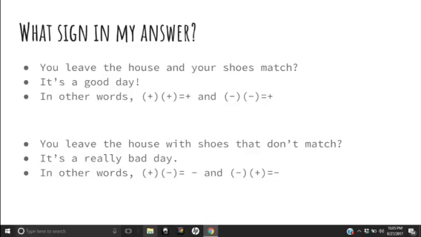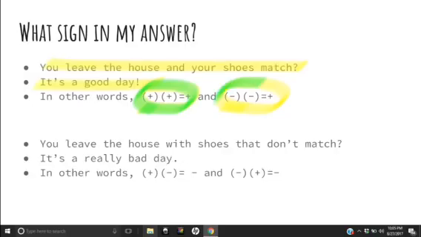You leave the house and your shoes match. Well, that's pretty awesome. Matching shoes, it's a good day. So anytime you have a match, anytime the signs match, your answer is going to be positive. Whether they are some nice looking shoes, and you're happy about them, or some worn out ugly shoes and you're not happy about them, but they match, it's a good day.